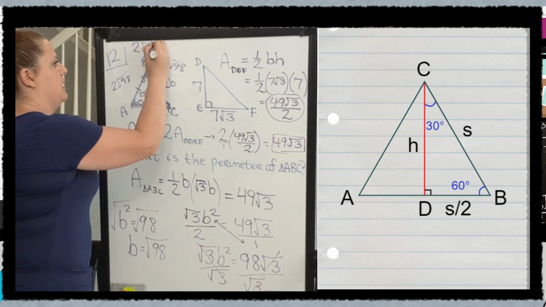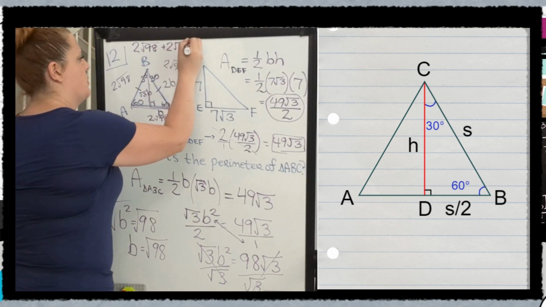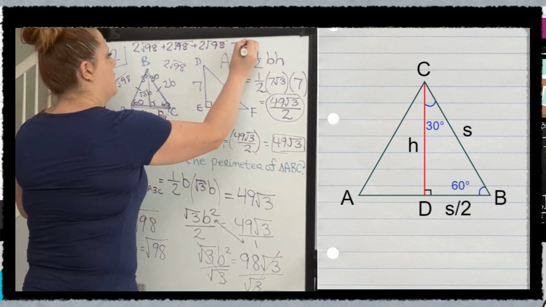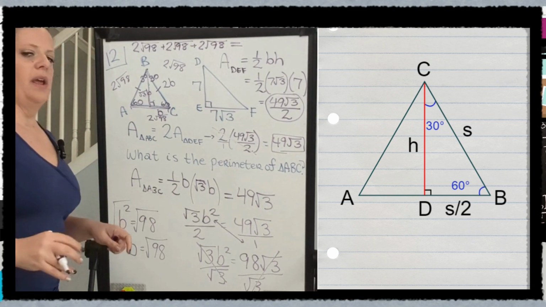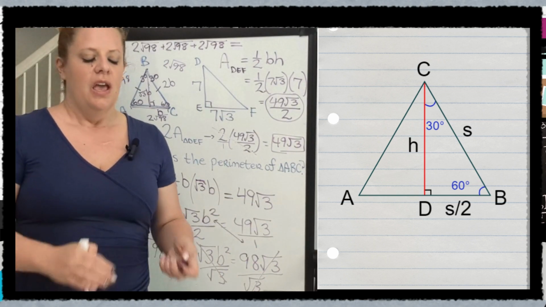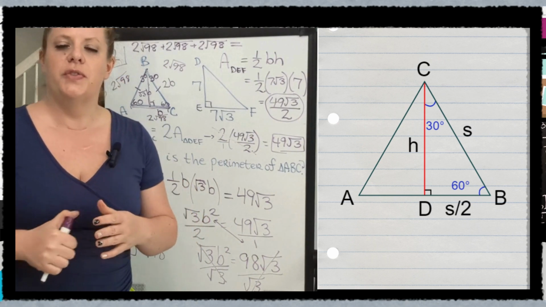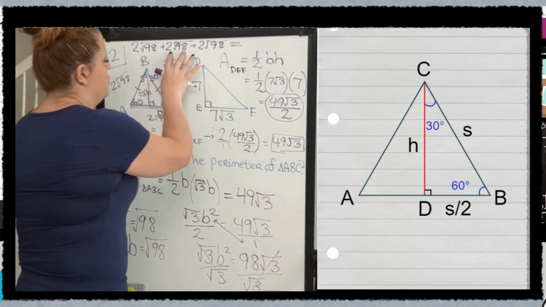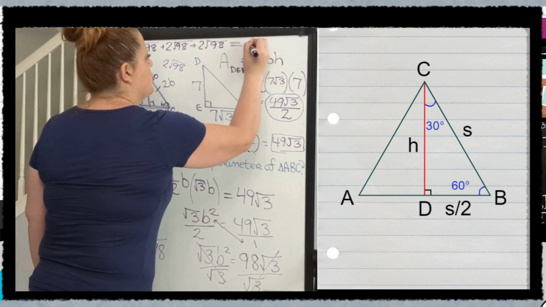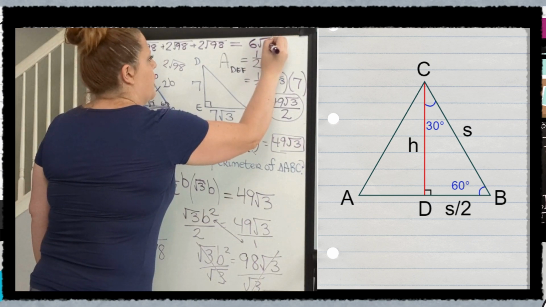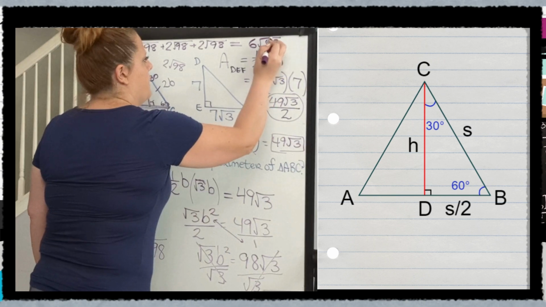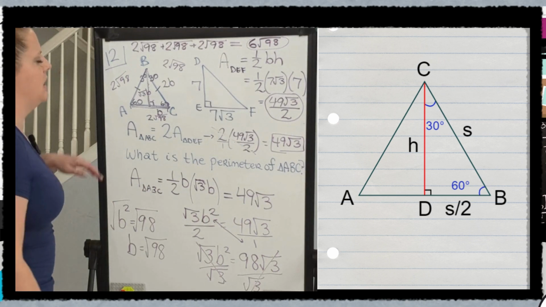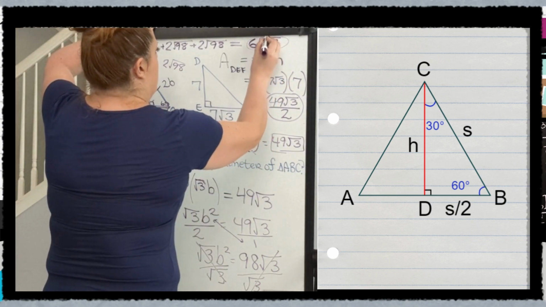Okay, so now we have to add up all 3 of these sides. 2 square root of 98 plus 2 square root of 98 plus 2 square root of 98 equals. Remember what I've said the last couple problems. If you have that square root in there, that radical, you treat that kind of like an x. I have 2 square roots of 98, 2 more. That gives me 6 total square roots of 98. I don't believe 98 can be reduced anymore, so that is our answer.